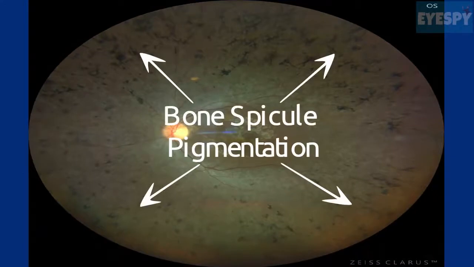Bone spicule pigmentation is basically due to RPE cells that have detached from the Bruch's membrane after photoreceptor degeneration, which later migrate to the intraretinal perivascular sites. These bone spicules usually arise in the mid-peripheral retina because the concentration of rod cells is highest in this area.